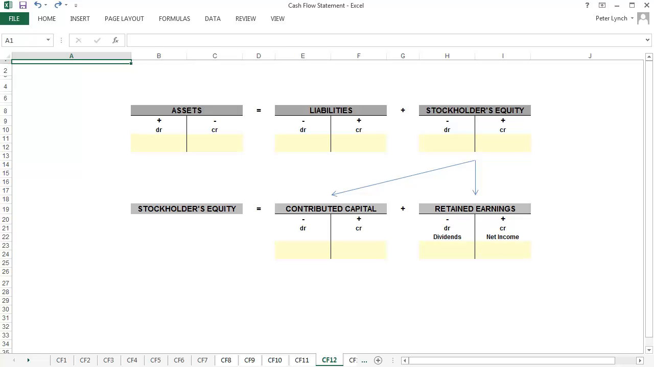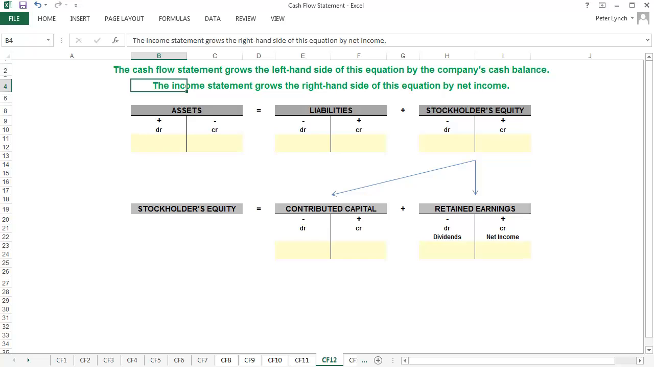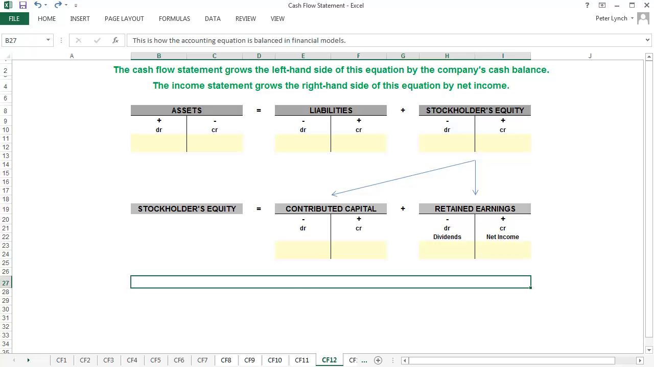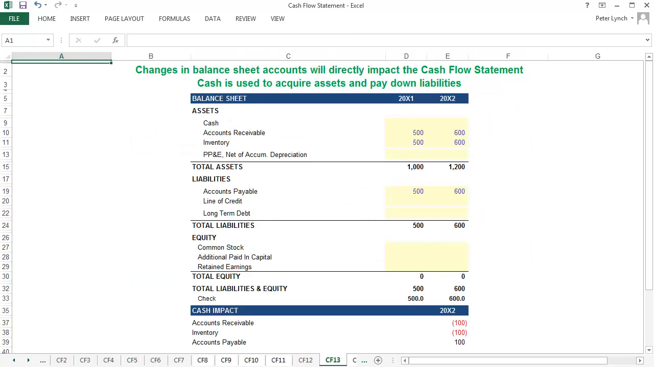If the cash flow statement grows the left-hand side of this equation, or assets, by the company's cash balance, and the income statement grows the right-hand side of this equation, or stockholders' equity, by net income, then the cash flow statement, which starts with net income, is making adjustments so that this equation holds true. And that relationship is how the accounting equation is balanced in financial models, and therefore how your balance sheet is balanced in financial models.